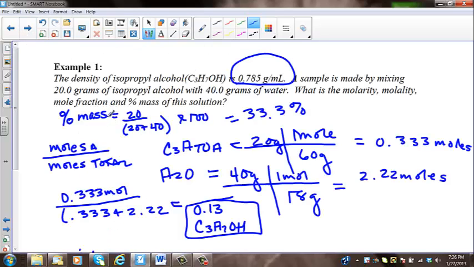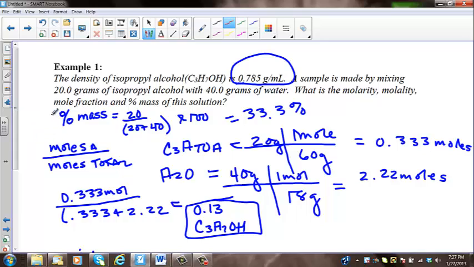Okay, let's look at this first problem. I'm going to have to work through it with you again. I'll change the color ink that I'm using. The density of isopropyl alcohol, C3H7OH, is 0.785 grams per milliliter. A sample is made by mixing 20 grams of isopropyl alcohol with 40 grams of water. So they want us to find molarity, molality, mole fraction, and percent mass.